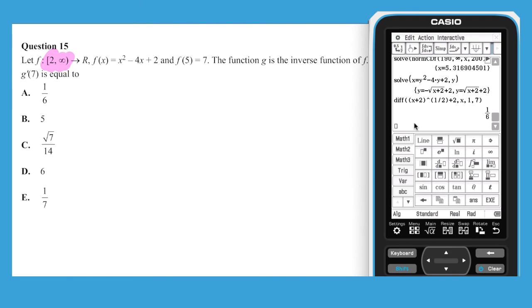Giving 1/6, which is the answer A. Another approach is to consider the tangent to f of x at the point 5, 7, with f dash x equals 2x take 4, f dash 5 equals 6. And this looks something like this.